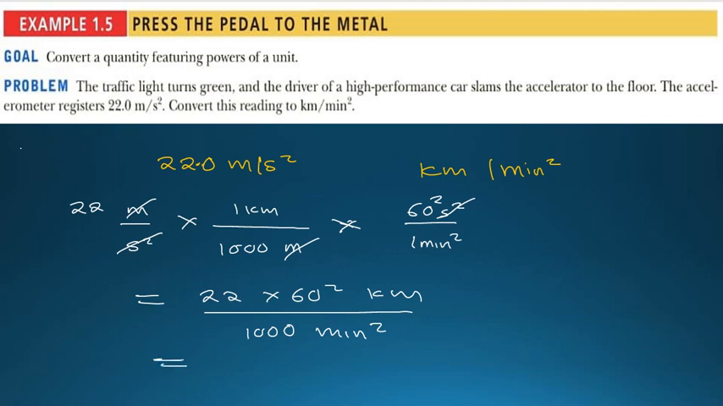Once you do this on your calculator, guys, you are going to get 79.2 kilometers on top, with minutes squared down. This is how you should be converting units in simpler terms.